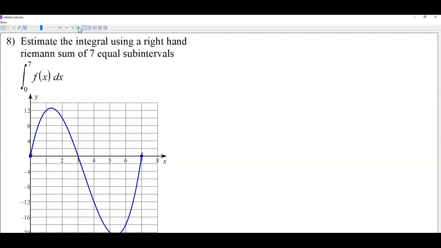It says estimate the integral using a right-handed Riemann sum of 7 equal subintervals. Now notice I'm going from 0 to 7. So if you want to make life hard on yourself, you take your last x value, subtract from your first x value, and divide by 7. But you're just going to get 1 because we're making 7 spots, and that's how many spots there are. So basically, my rectangles are all going to be 1 space wide. So I'm going to draw a rectangle here. Wait, what is this asking for? This one's asking for a right-hand Riemann sum. My apologies, let me back up.